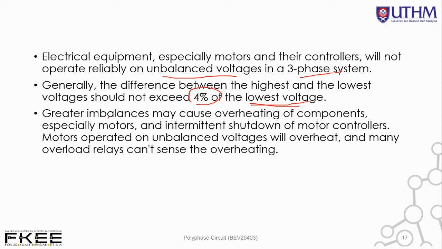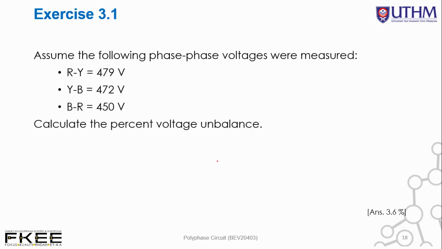So greater imbalance may cause overheating. This is the greater effect if this persists consistently. It will cause overheating of the components, especially motors, and intermittent shutdown of motor controllers. A motor operating on unbalanced voltage will overheat, and many overload relays can sense it, or you may fail the release of the overload relay, the protection system. They can actually sense the occurrence of the overheating, and it will of course damage your motor, the equipment, etc.